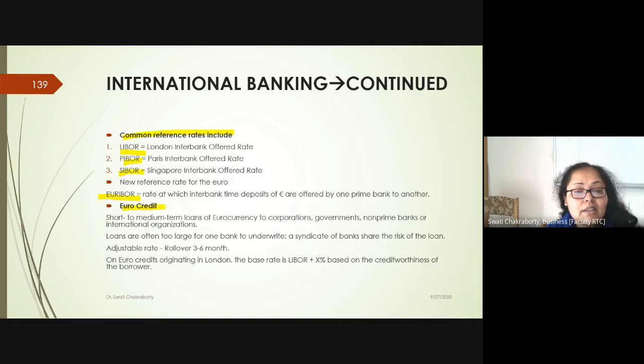What is Eurocredit? Short to medium term loans of Eurocurrency to corporations, banks, non-prime banks, or international organizations. And these loans are often too large for one bank to underwrite. A syndicate of banks actually shares the risk of the loan. So it's an adjustable rate and rolls over every 3 to 6 months. On Eurocredits originating in London, the base rate is LIBOR plus X% based on the creditworthiness of the borrower. So this is how it's calculated.